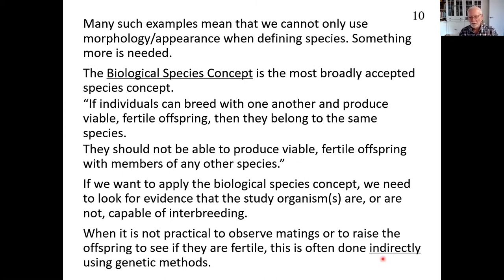And the other approach, which is often used, is an indirect approach using genetic methods. You can take small tissue samples from whales and analyze those, do genetic analysis on them, and those will tell you whether samples from different whales indicate that they are capable of interbreeding. You can also do that with parasites.